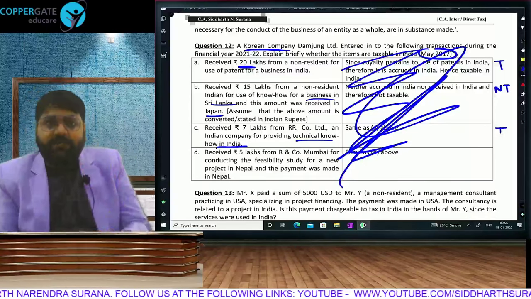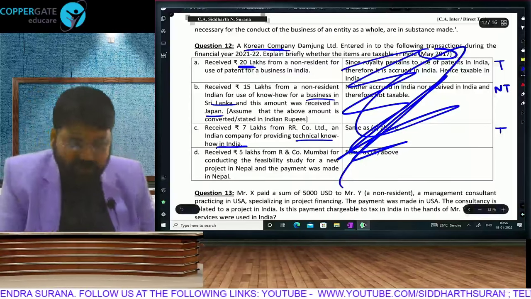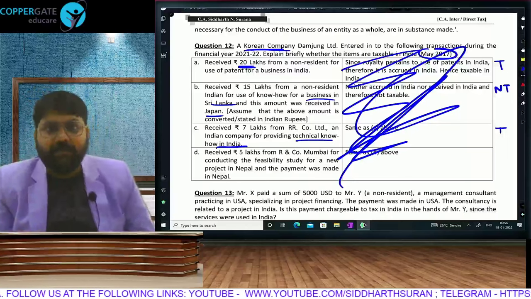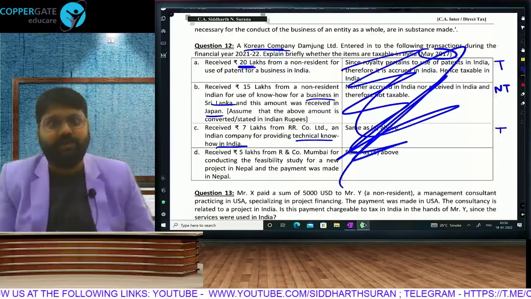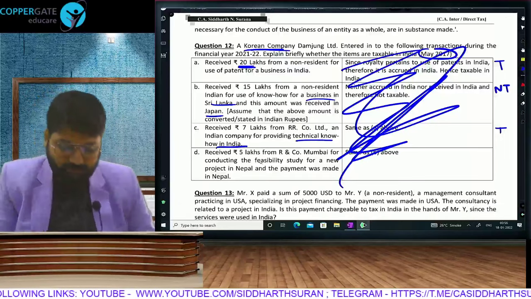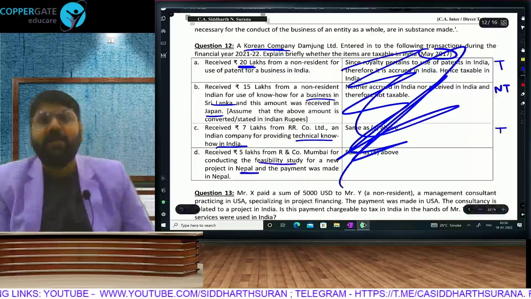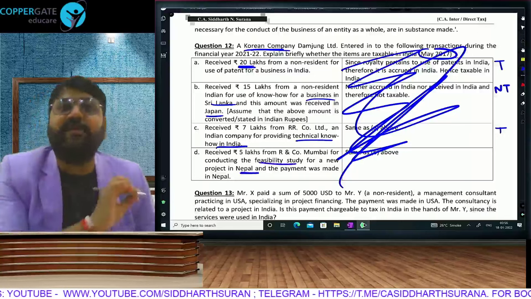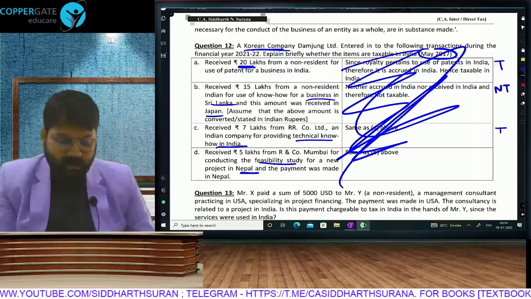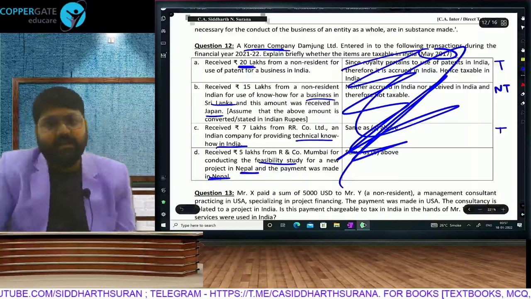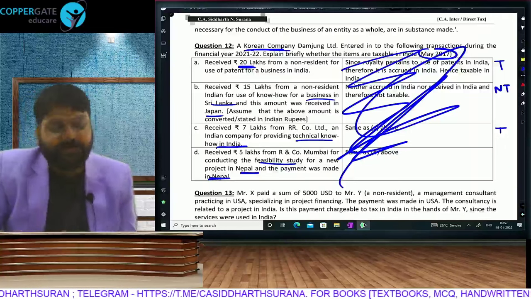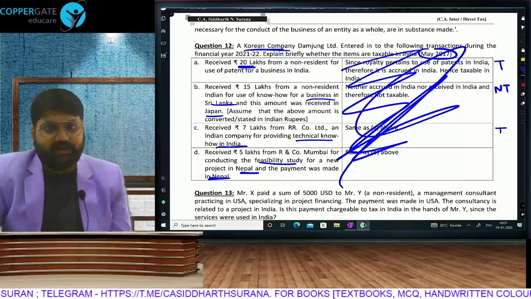Please. Even if my client, see, I am the Korean company, my client who is paying me is an Indian company from Mumbai. But I am not performing the work in Mumbai. Where is my work being done? Nepal. That means my services are being utilized in which country? Nepal. The payment I am getting in which country? Nepal. Ladies and gentlemen, this is fees for technical services for conducting feasibility study.